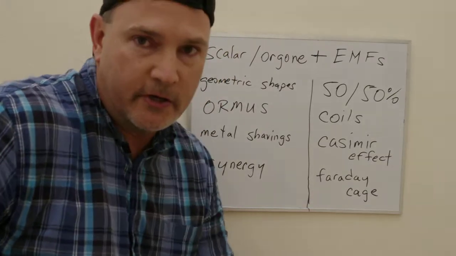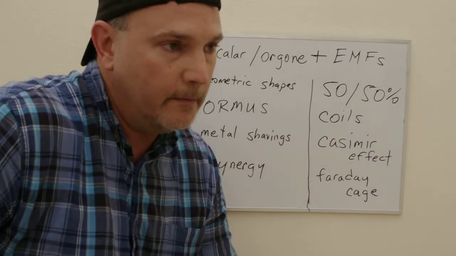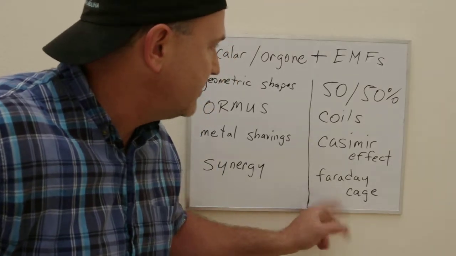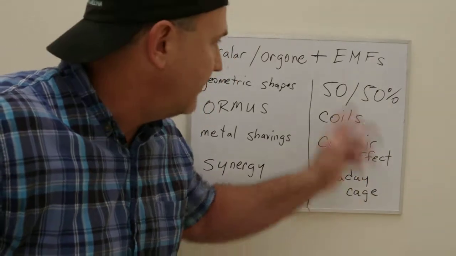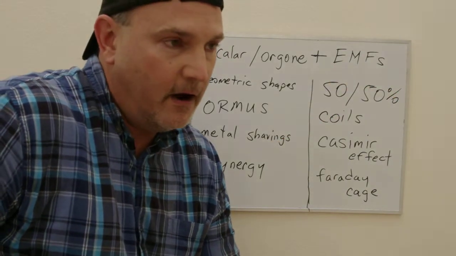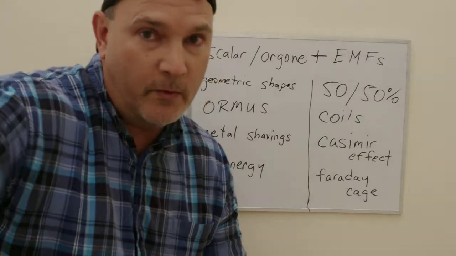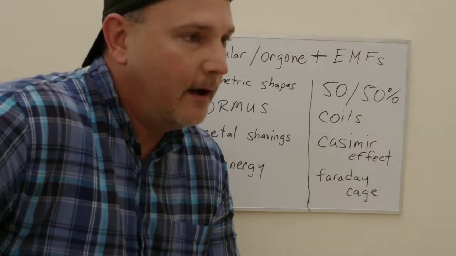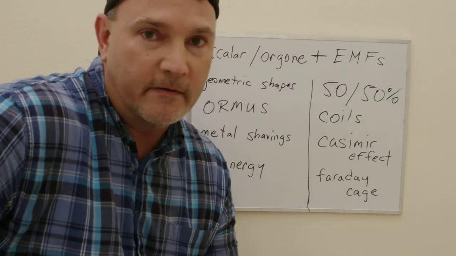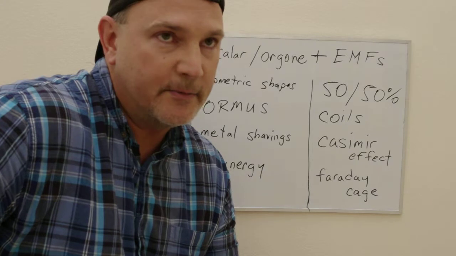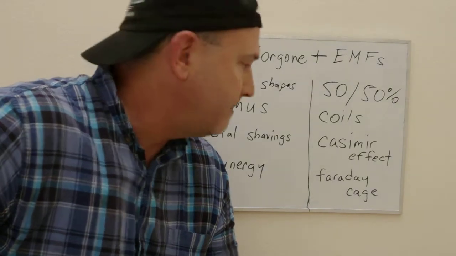Faraday cage is a term that you don't need to know, but it's useful information. Faraday cages, well-built ones, will stop electromagnetic frequencies from passing through them. Now, they will not stop scalar waves or Orgone energy. And this is based upon the work of Constantine Myle, as reported. I believe his last name is spelled M-Y-L-E.